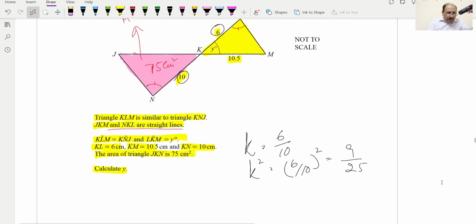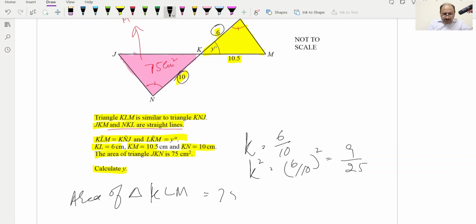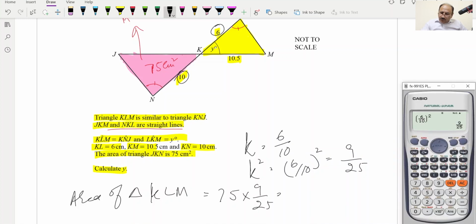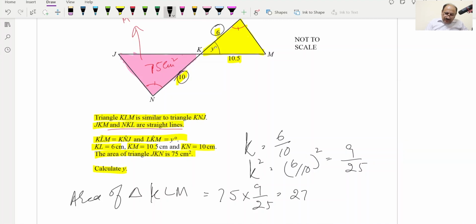So area of triangle KLM is equal to 75, and we will multiply by this ratio, which is 9 over 25. 9 over 25 multiplied by 75 will be equal to 27. So 27 centimeters square is the area of this one.